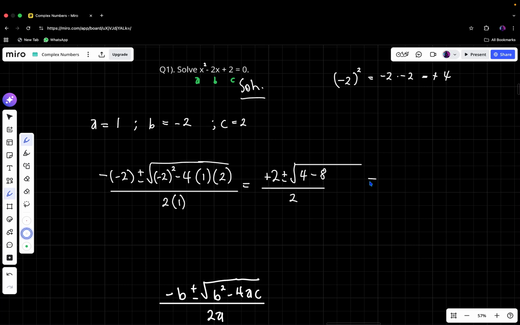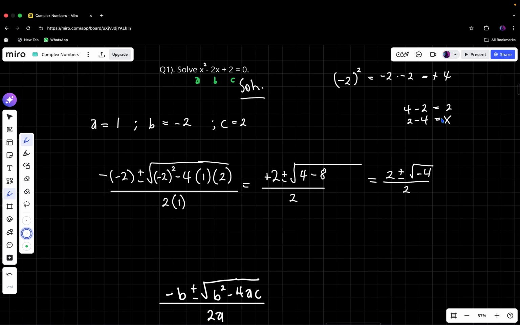What do we have next? We would have 2 plus or minus square root of, what is 4 minus 8? 4 minus 8 is -4, all over 2. Now, in past times, before you knew about complex numbers, we would normally say this is not possible. What I mean is that in primary school, if they're giving you simple things, what is 4 minus 2? You simply say 2. What is 2 minus 4? You say it's not possible, because at that stage you don't know anything about that. It is not applicable to you yet.